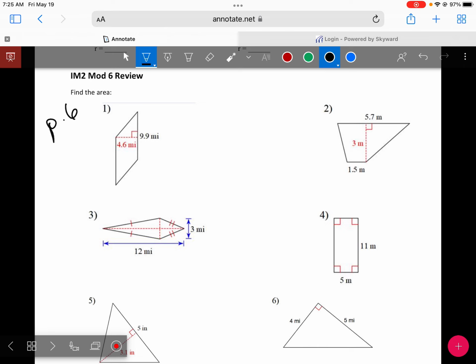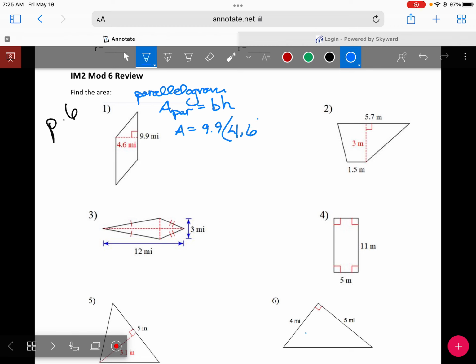It's a two-dimensional figure, which means it's flat. What is that? It is a parallelogram, has two pairs of parallel sides. And the area of a parallelogram is the base times the height. Okay? Now, this parallelogram is on its side. So my base is 9.9. My height is 4.6. You multiply those together.